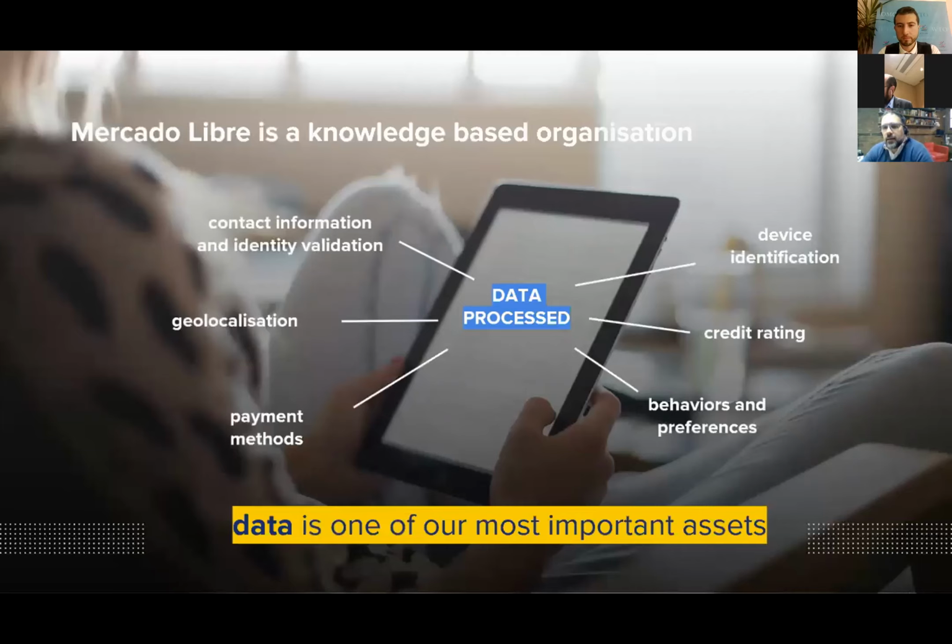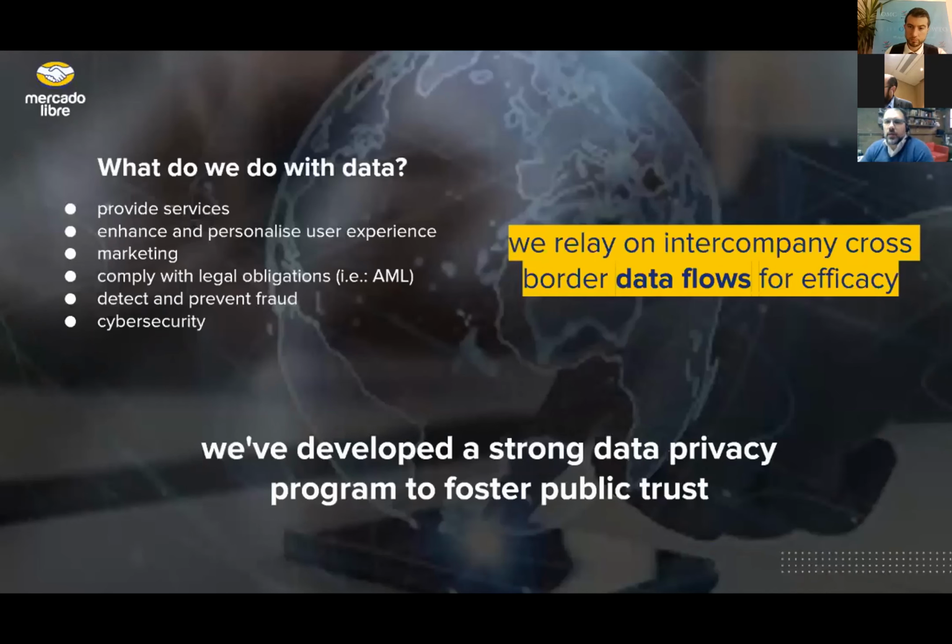We process, for instance, contact information and identity validation of our users, device identification, geolocalization, payment methods, and credit rating and behaviors and preferences, among other data. And we use that data for providing our services and to enhance and provide a personalized experience to our users and to offer them products and new services. We also use data to comply with legal obligations like anti-money laundering, to detect and prevent fraud, to provide a secure environment to our customers, and to implement cybersecurity actions. We process data by traditional means, but we also use machine learning techniques to detect fraud in real time.